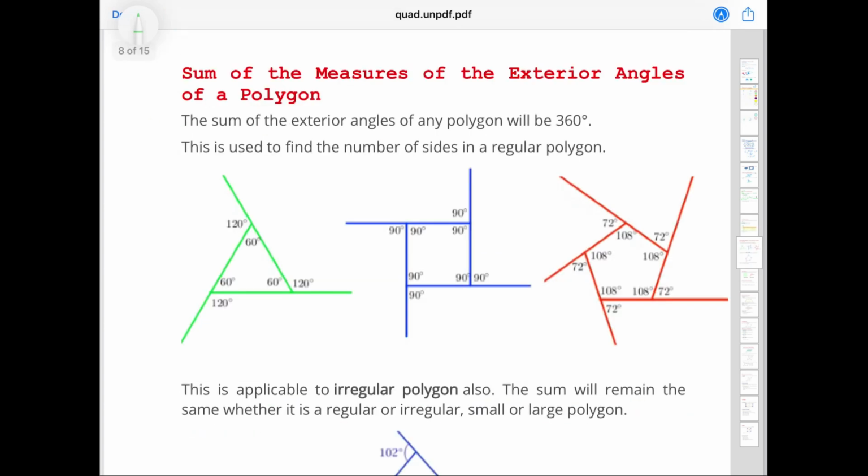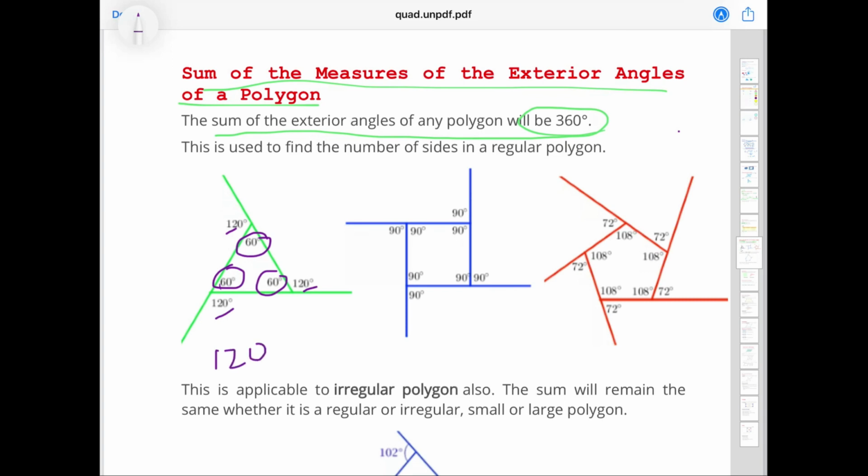The next topic is the sum of the measures of the exterior angles of a polygon. The sum of exterior angles is equal to 360. Here I've taken some examples, so you can see these examples. See this first one. Here all the angles are 60 degrees, which means it is an equilateral triangle. So the exterior angles are 120, 120, 120. The sum of these is 120 into 3, so the sum will be 360.